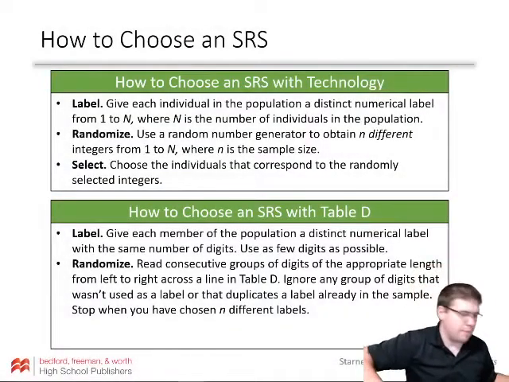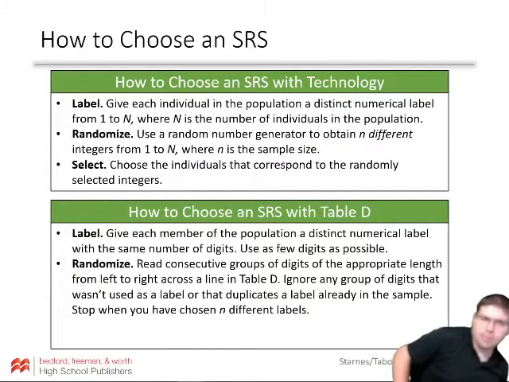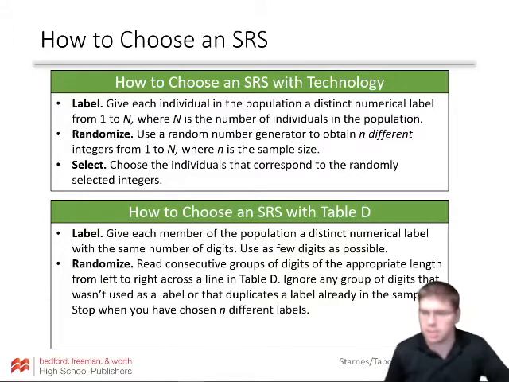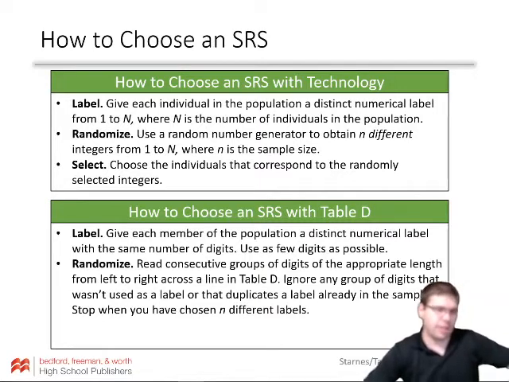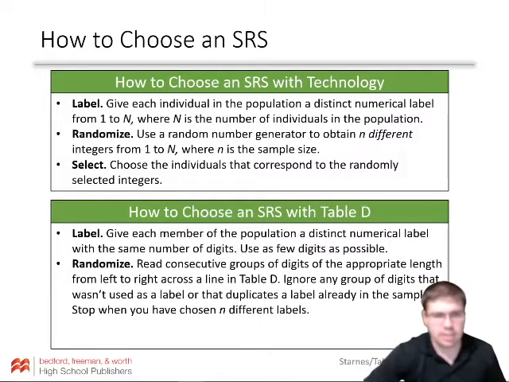So depending on how many digits you have, if you're dealing with 3-digit numbers, you're going to go in 3-digit chunks. And you might have to ignore some things. So if you have numbers between 1 and 200, you might have to ignore. You read a 3-digit chunk, and if it says 153, you use that number. But if it says 257, you just skip it. So you read across the line, ignore any group of digits that wasn't used as a label or that duplicates.